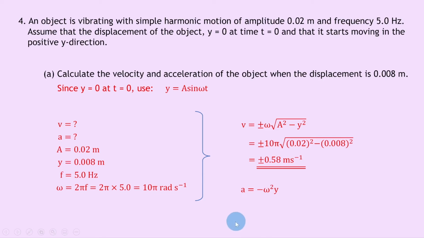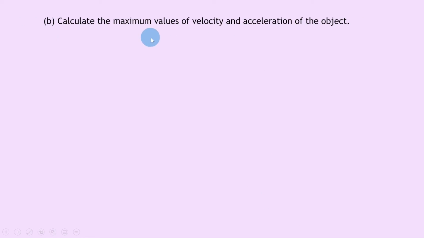So substituting in the numbers this time gives us minus 10 pi squared times 0.008, and putting that into your calculator should give you an answer of minus 7.9 ms to the minus 2. Part B then says to calculate the maximum values of velocity and acceleration of the object.